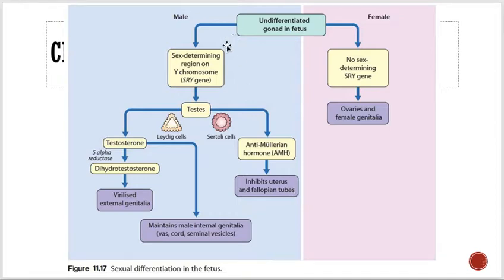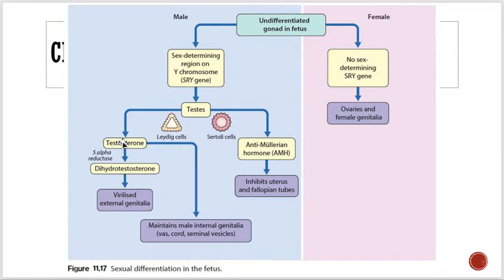So when there is a sex determining gene, the testes have these cells, and due to anti-Mullerian hormone, they inhibit the formation of the uterus and fallopian tubes, right? So this is the first concept. Now the other thing to understand over here is Leydig cells. Leydig cells are those which are going to produce testosterone.